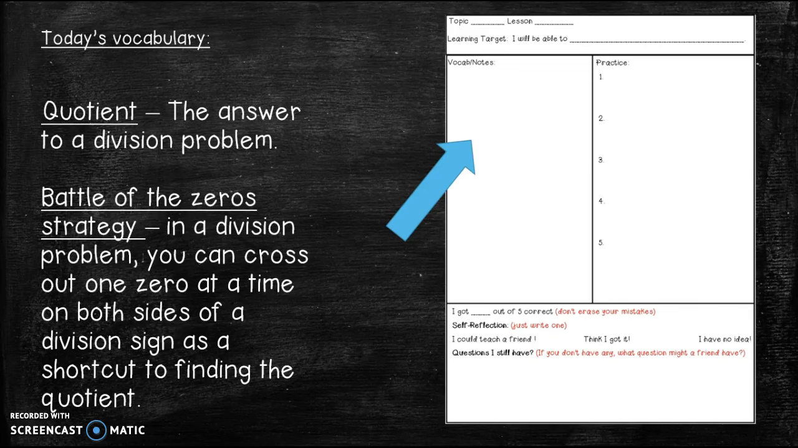And then our next vocabulary word is battle of the zeros strategy. This is in a division problem. You can cross out 1 zero at a time on both sides of a division sign as a shortcut to finding the quotient. I'm going to teach you how to use the battle of the zeros strategy right now.